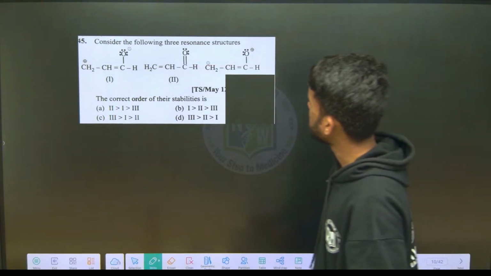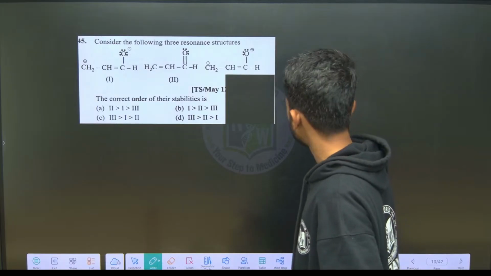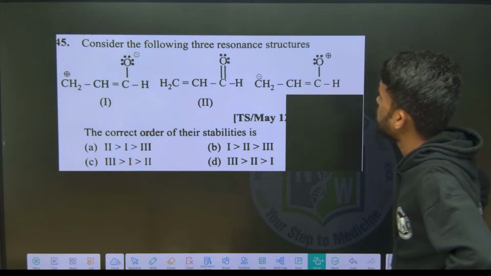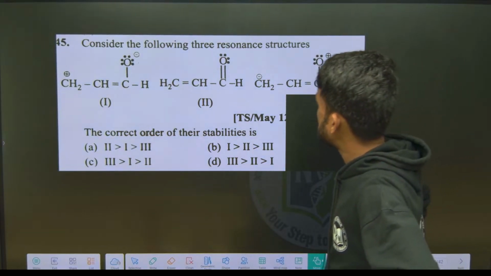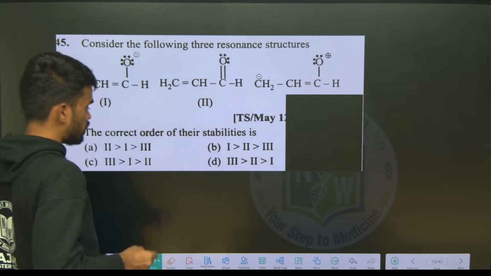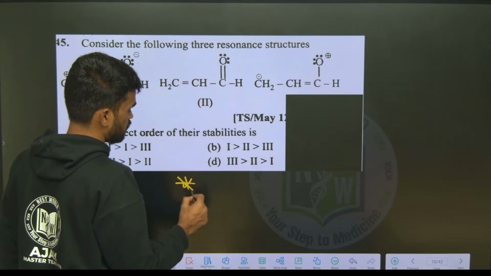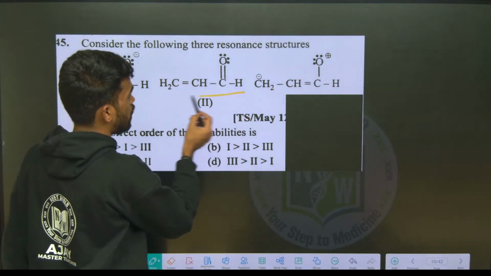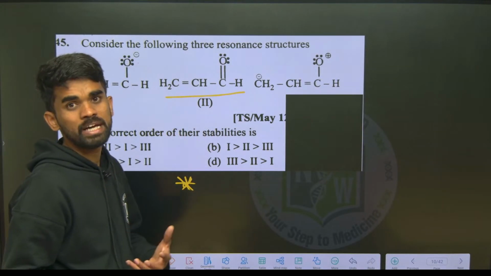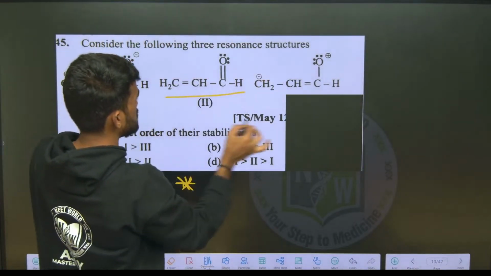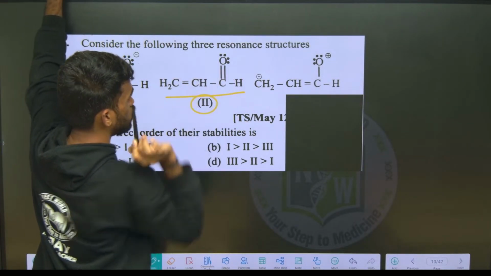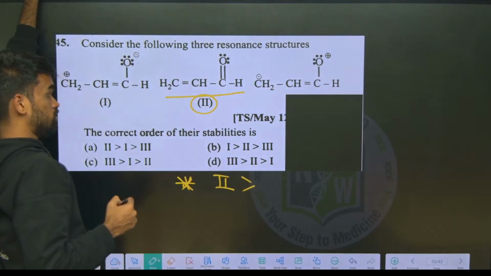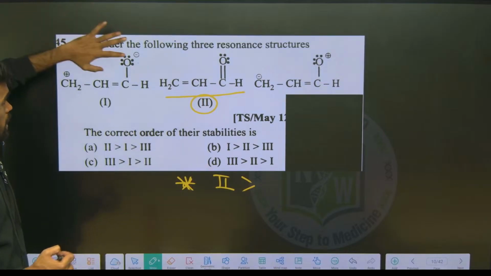Look here, consider the 3 resonating structures from the following and the correct order of their stabilities. Always remember, whenever you are defining resonating structure stability, the more the number of covalent bonds, the more is the stability of that compound. There is no charge in the second compound, only covalent bonds and lone pair electrons, so that will be more stable. After this, next, here you have 1 and 3.